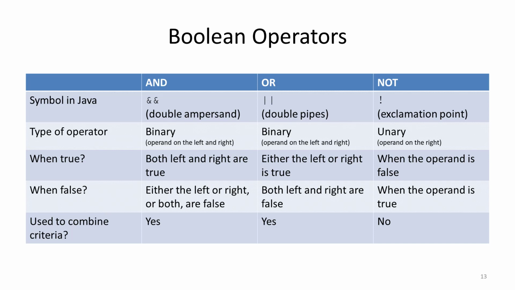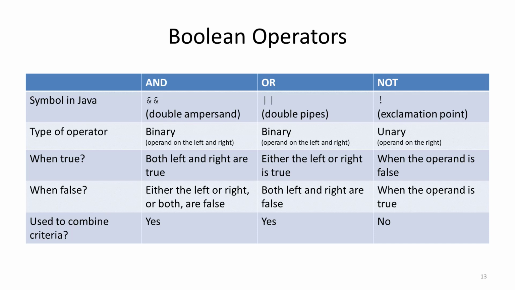The and or Boolean operators are binary operators. That means there should be something on the left and right side of the operator. Just like arithmetic operators, plus, minus, divide, those are also binary operators.